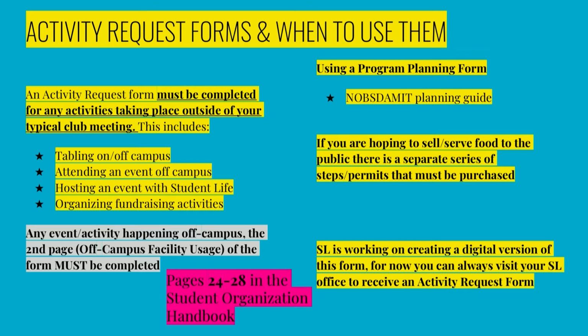If you need help figuring out how to plan an event or activity, we do have a program planning guide for you. This program planning guide is called the No BS Damn It Planning Guide. Each of those letters stands for a different consideration you need to make while planning your event or activity. For example, the N stands for needs. If you need assistance as you're going through this planning guide, you can see your student life coordinator, and definitely make sure to utilize the resources within your club and your club advisor.